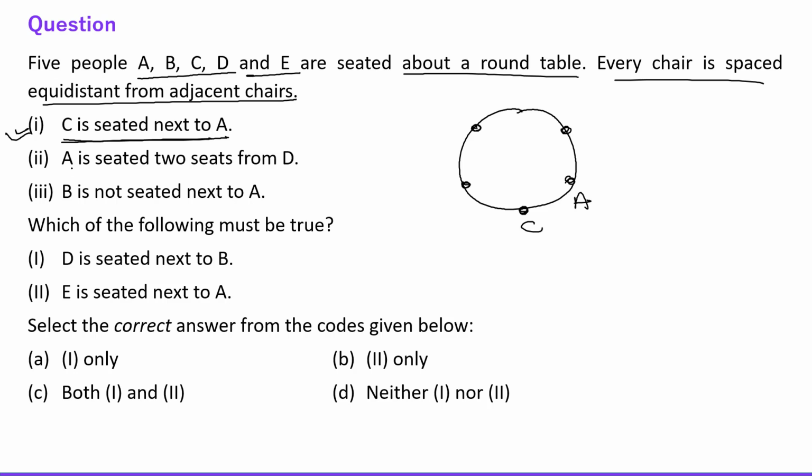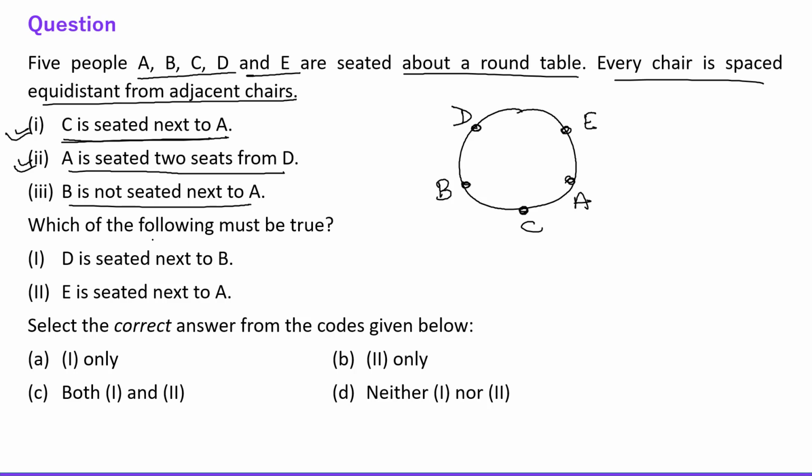Next statement, A is seated 2 seats from D. Fine. Okay. B is not seated next to A. So next to A, now there are 2 seats vacant. One is next to A and one is between C and D. So just put B over here, right? B is not seated next to A, obviously. So now there is one position left and this will be E.